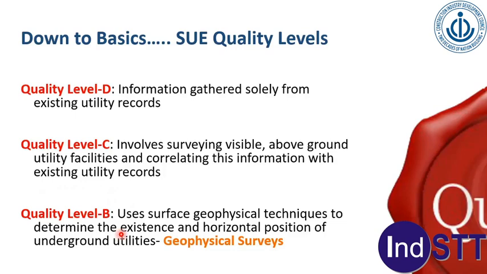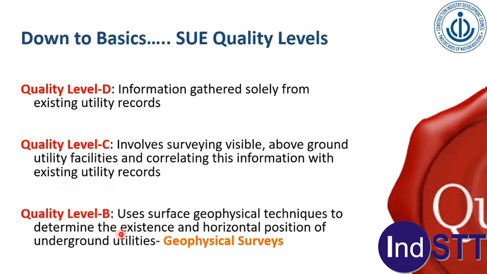So very briefly, I'll discuss the different quality levels. As I said, quality level D is the most basic and the least desirable level of data. It comes solely from available utility owners' information. It has application for planning purposes such as selecting routes and estimating utility relocation cost. Now, very important note, this also has application. It's not useless, but for initial planning, pre-feasibility studies.